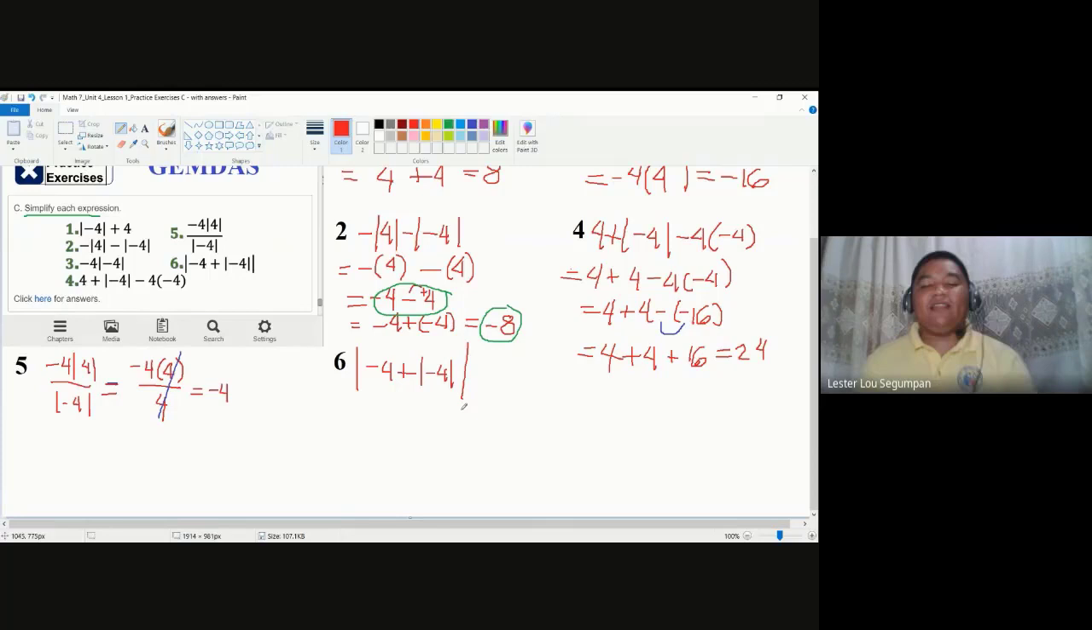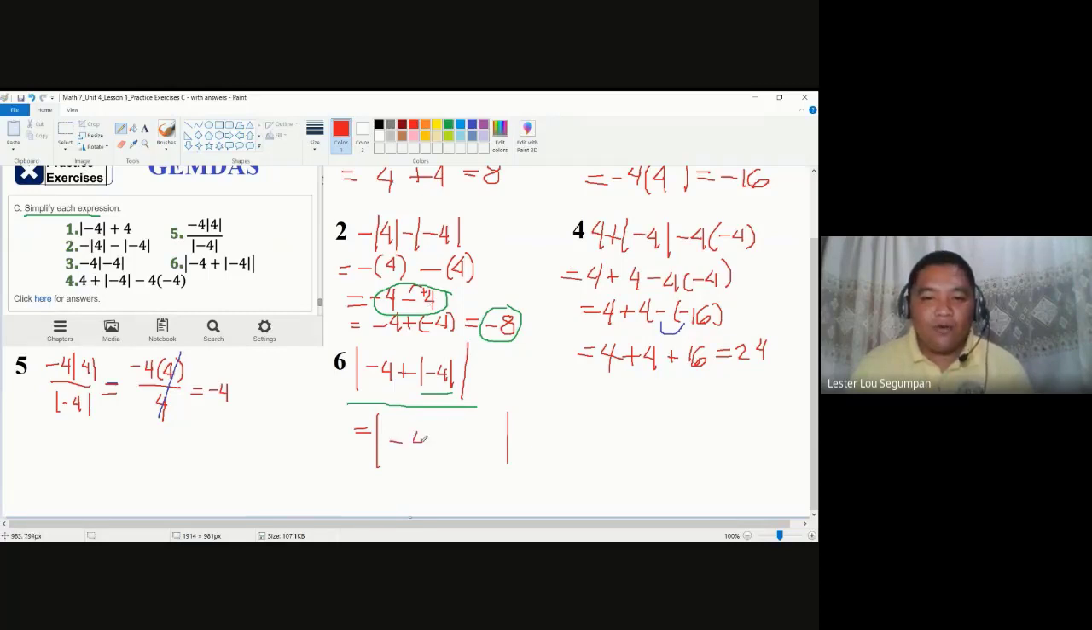Number six is a little bit tricky because actually you have an absolute value expression inside the absolute value expression. So which absolute value expression needs to be simplified first? As we have said, we always start with the centermost, or we always start with the items inside. So to simplify the items inside, we will not remove the outside absolute value notation, but we will remove the inside first.